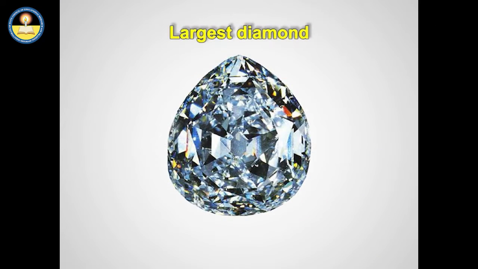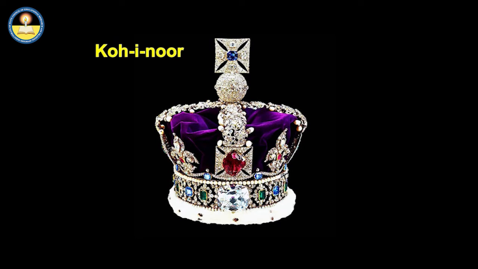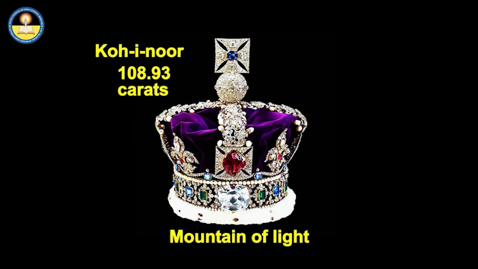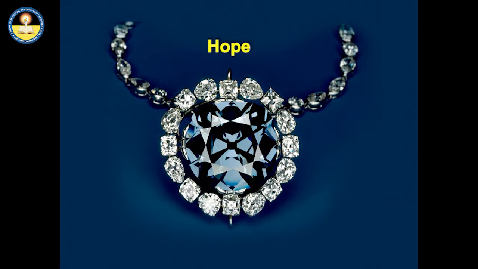Largest diamond ever found is 3106 carat and is called Cullinan. Kohinoor, also called Mountain of Light, is of 108.93 carats. Diamond Hope is of 45.52 carats.